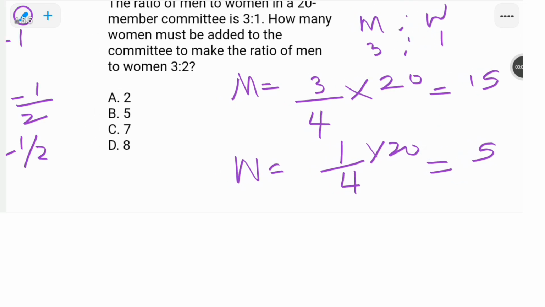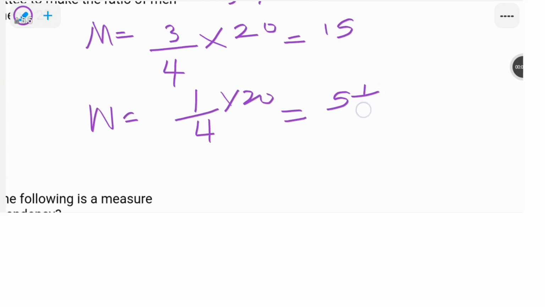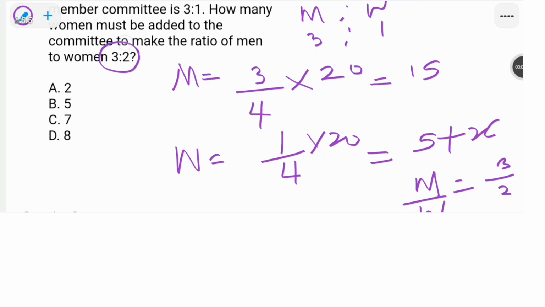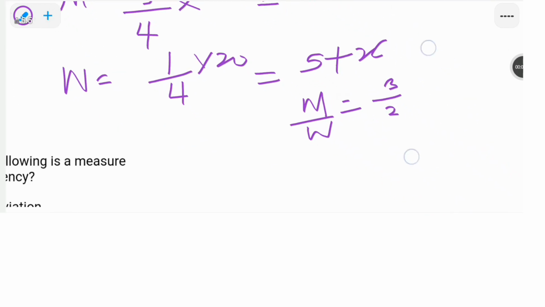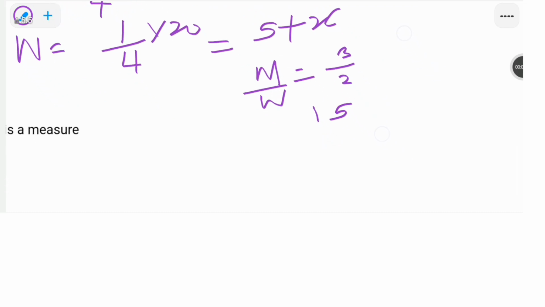So they're asking you how many women should be added to make the ratio 3 to 2. So you need to add something to the number of women, x. So the ratio of men to women now should be 3 over 2 from the question. So what will x be to make that possible? So the number of men is 15 as usual, divided by the women now, which is 5 plus x. This will be 3 over 2.